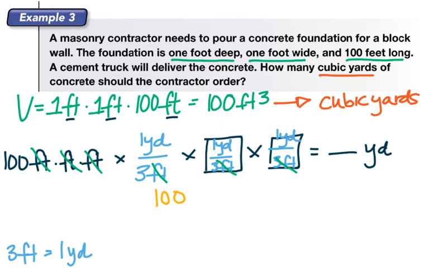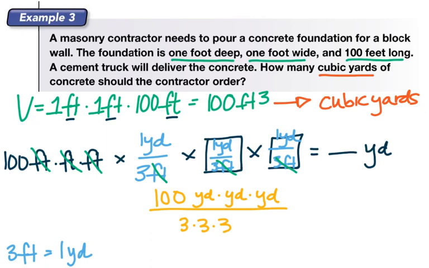100 yard times yards over 3 times 3 times 3. Did you see what I did there? 100, all those feet are crossed out, but I still have my yard on top, my yard on top, my yard on top, and then on bottom, all that's left is my 3 times 3 times 3.